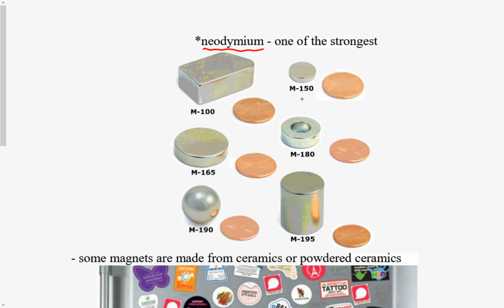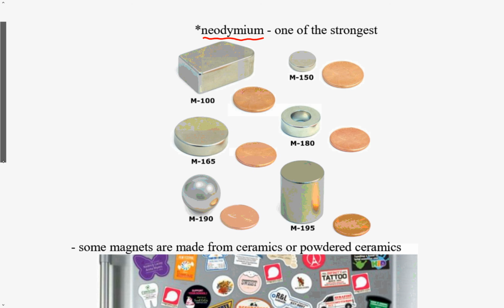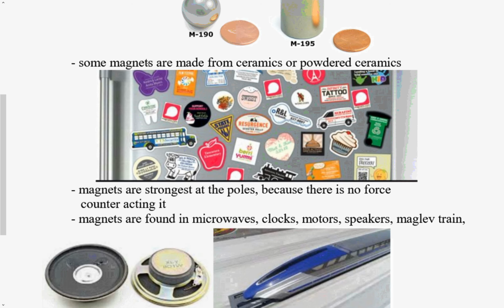What's cool about these magnets is this is the reason we were first able to take speakers from being huge and start making little headphones and things like that. It was because we were able to get these very strong but small magnets. That's kind of an interesting little thing. These neodymium magnets used to be hard to come by. Now we find them everywhere, used in a ton of applications. Some magnets are made from ceramics or powdered ceramics.